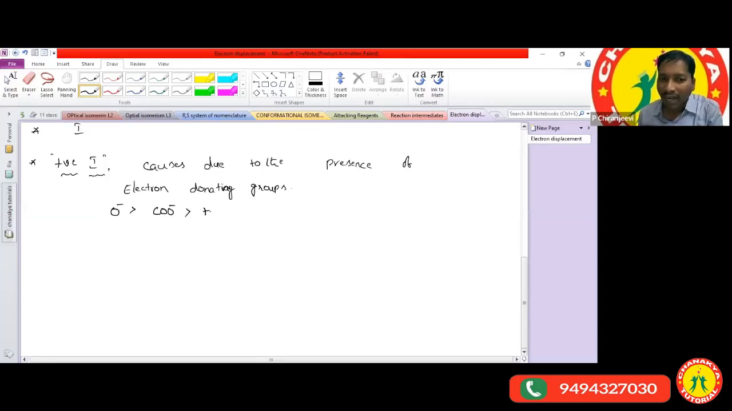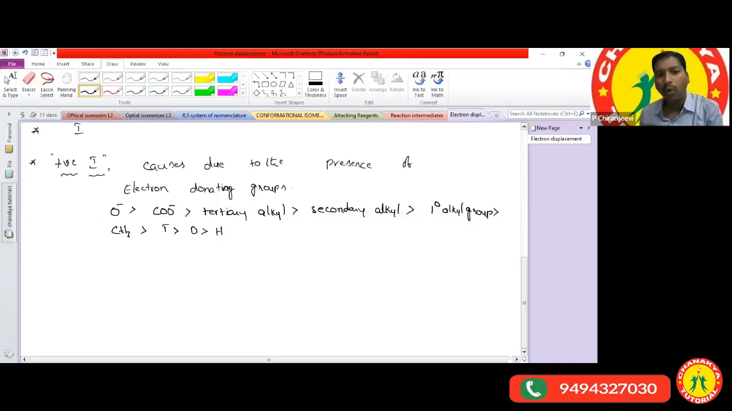After that, tertiary alkyl group, secondary alkyl group, primary alkyl group, and methyl group also act as electron donating groups. Then tritium, deuterium, and the last one, protium. All these are examples of electron donating groups, which cause the positive inductive effect. And the second one is the negative inductive effect. What causes the negative inductive effect? Electron withdrawing groups.